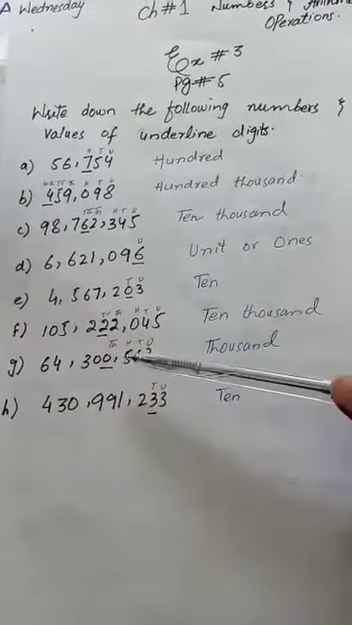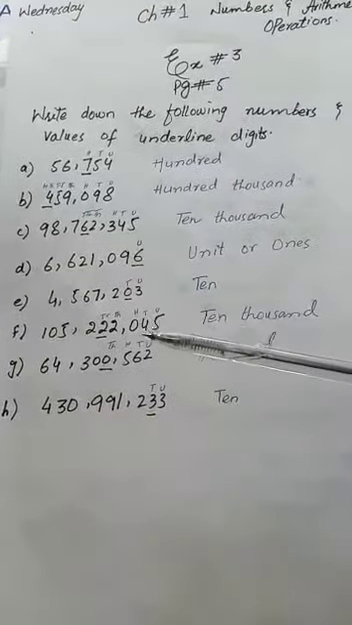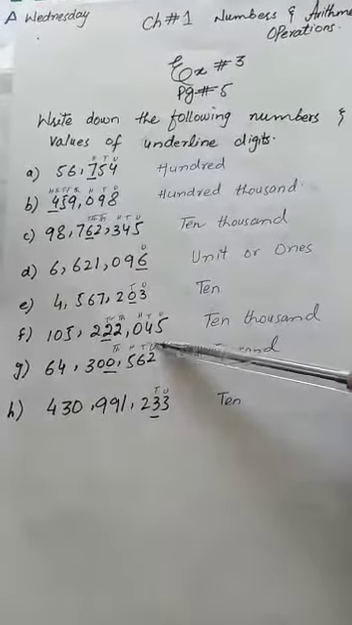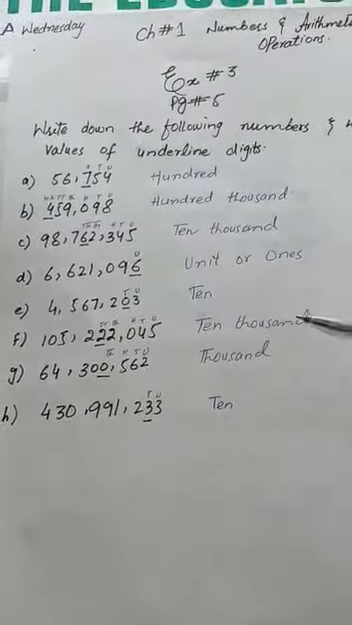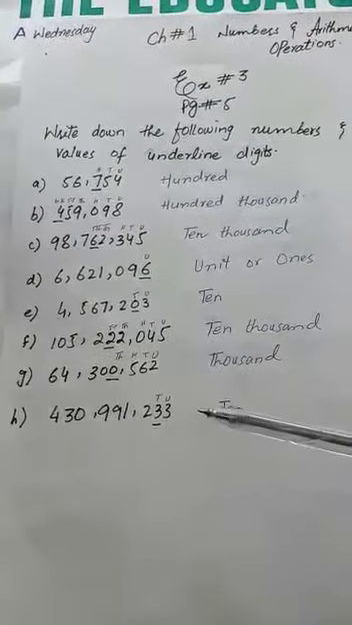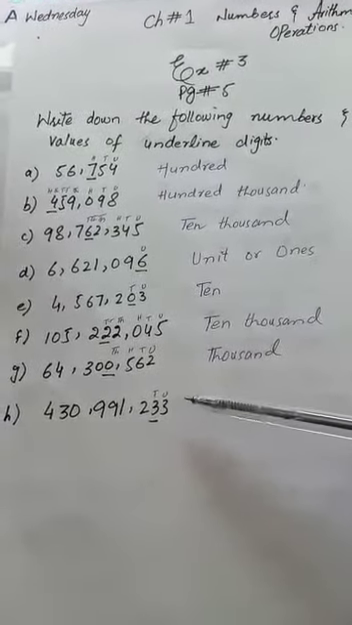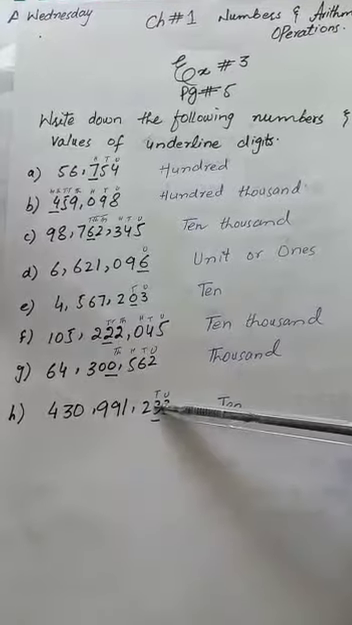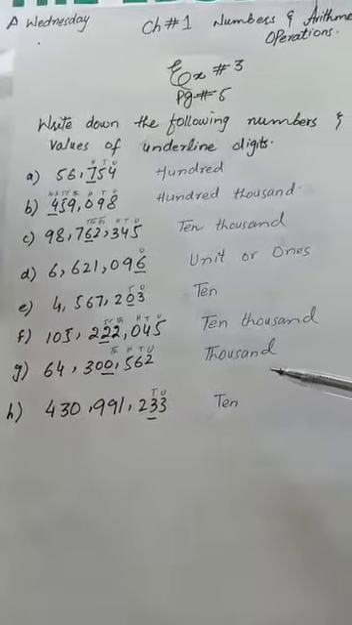The next part is G, and starting from the right side, unit, 10, 100, 1000. 0 is on the 1000 place. In the last part, unit, 10, 3 is on the 10 place.